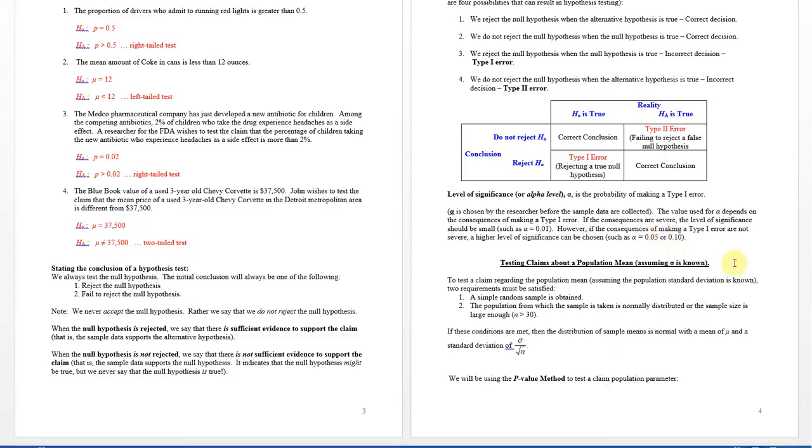Yay! Okay, so here's how we test claims about a population mean. To test a claim regarding a population mean, assuming the population standard deviation is known, there are 2 requirements to be satisfied.